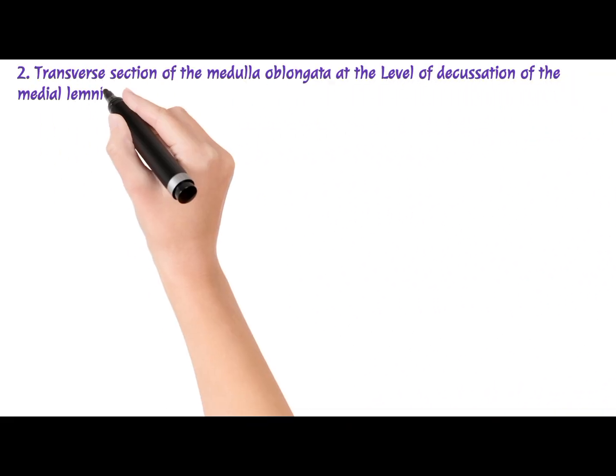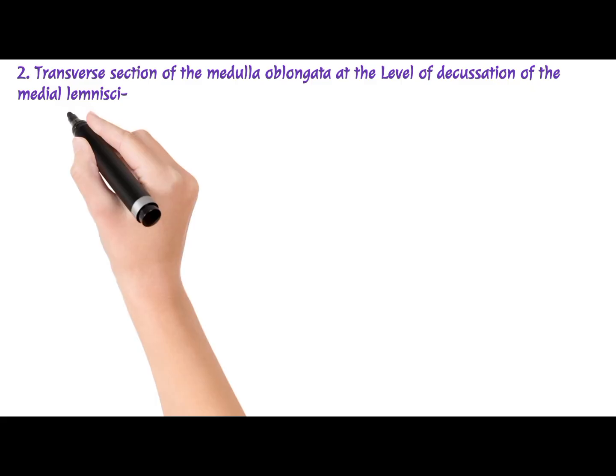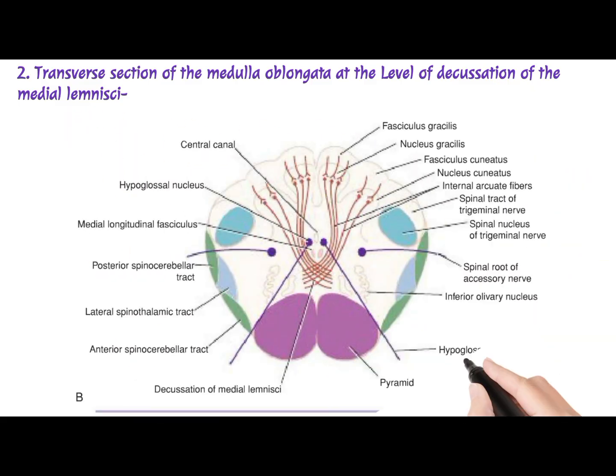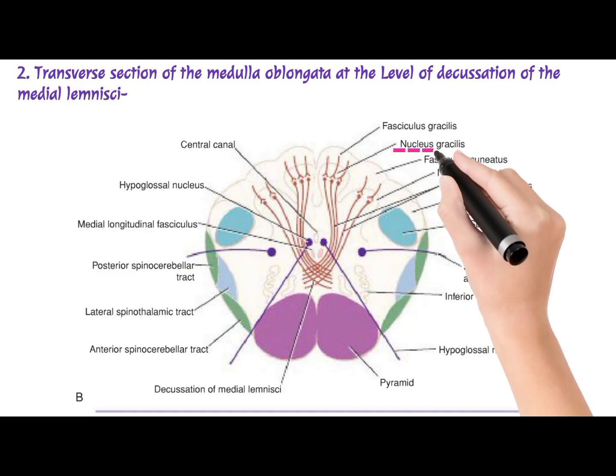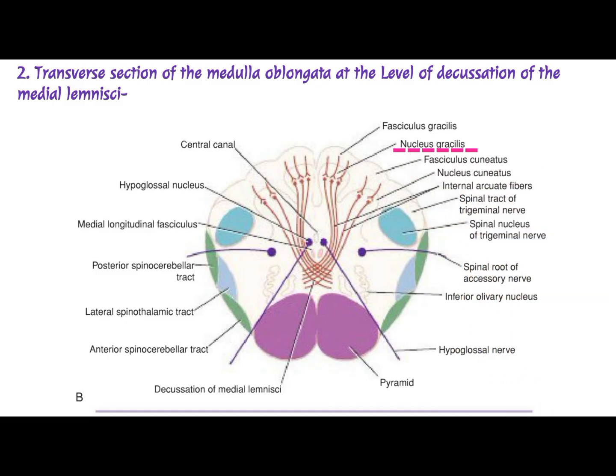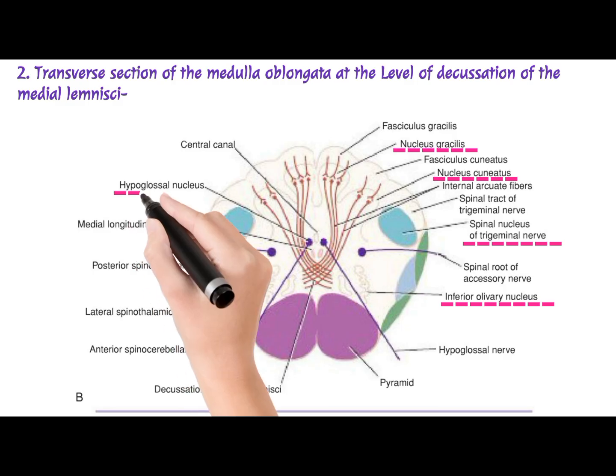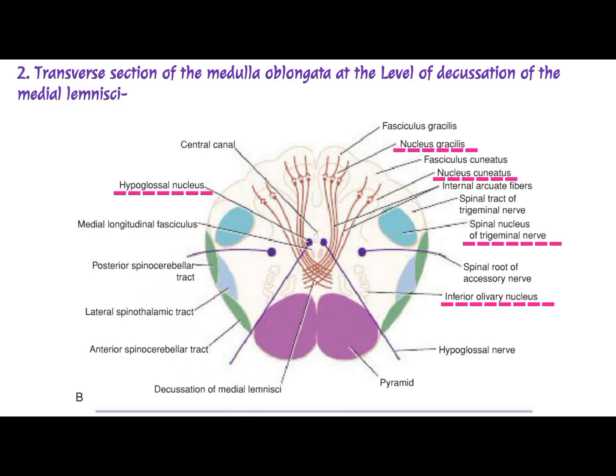Transverse section of the medulla oblongata at the level of the decussation of the medial lemnisci. The gray matter at this level consists of nucleus gracilis, nucleus cuneatus, spinal nucleus of trigeminal nerve, inferior olivary nucleus, and the hypoglossal nucleus. And the white matter at this level consists of motor and sensory tracts.